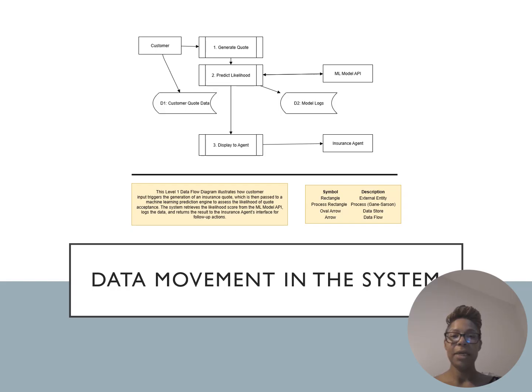This data flow diagram shows how data moves through the system. This includes how user input is validated, how the data is sent to the machine learning model, and how results are stored and presented within the model.